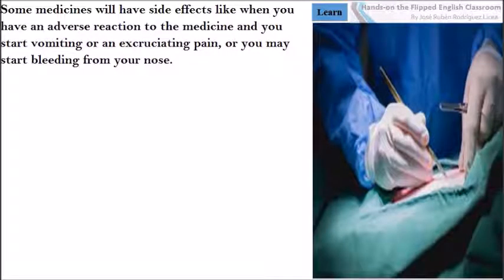Some medicines will have side effects, like when you have an adverse reaction to the medicine and you start vomiting or in excruciating pain, or you may start bleeding from your nose.